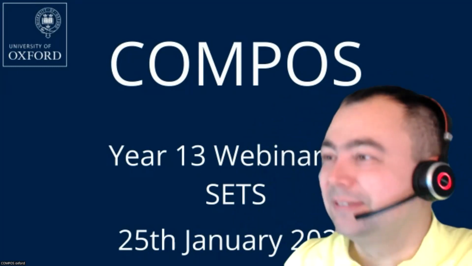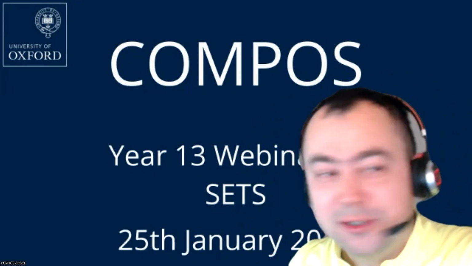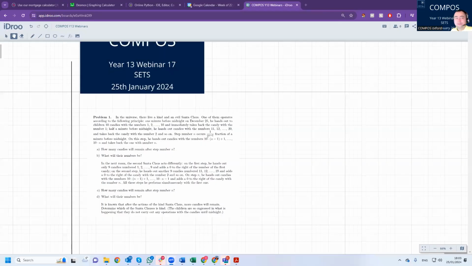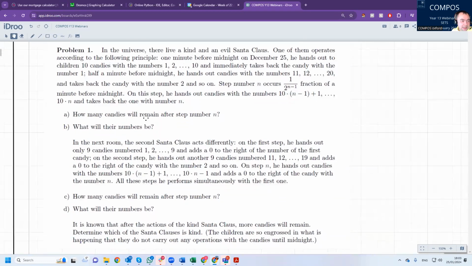So we have a Christmas party, and we have two Santas. You should be able to see the screen. Sorry for the ill-written problem, but that's not the point. Don't focus on the problem. So I'll describe it. We have two Santas, an evil Santa and a good Santa.